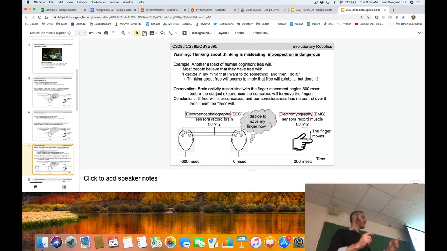Oh, I like the quote of, I have to believe that I have free will because I don't have a choice. I also like that one.